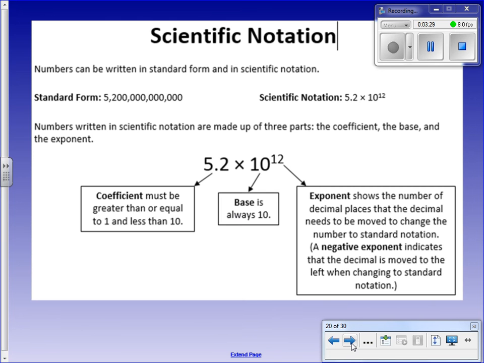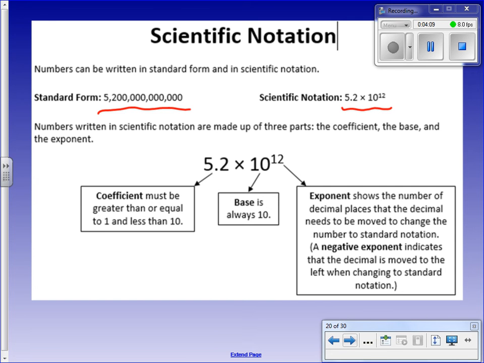All right, so what I want you to do here is pause the video and copy your notes. Okay, so I'm going to go ahead and go over these notes. Numbers can be written in standard form and in scientific notation. Standard form is the way that we've always looked at numbers. These two numbers are the exact same, they're equal, but one is easier to read. So 5.2 times 10 to the 12th power is easier to read than 5,200,000,000,000, which is in the trillions place.